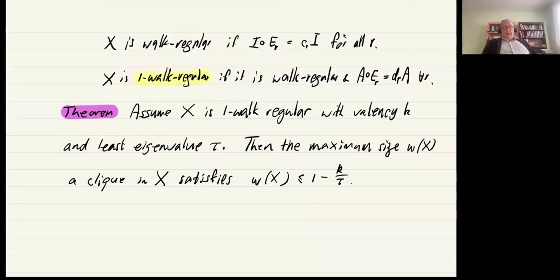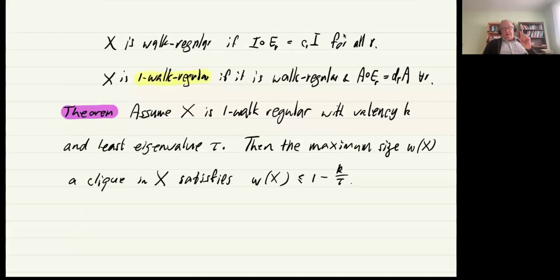Now, the theorem I want to prove. Earlier on, I proved an upper bound on the size of a co-clique in terms of the eigenvalues, and I called it a ratio bound. There's also an upper bound on the size of a clique. To get my upper bound on the size of a co-clique, I assumed my graph was regular, so it didn't hold for all graphs.